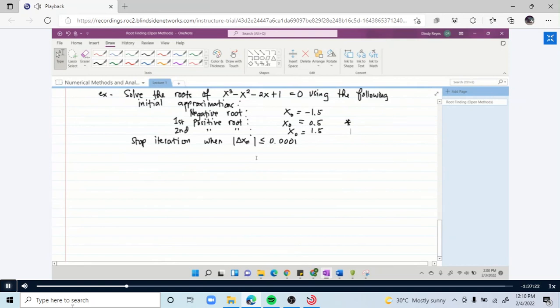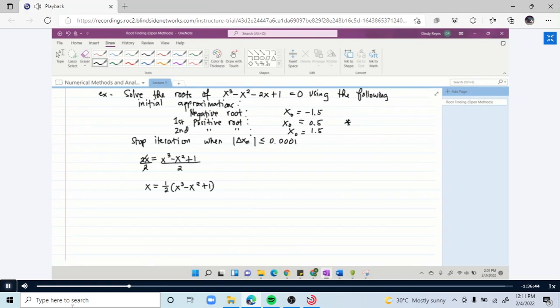So I'll transpose 2x to the right side of the equation, and then we'll have 2x equals. So magiging positive siya, no? This will remain on one side, on the other side, x cubed minus x squared plus 1. And then divide both sides by 2 to isolate x on the left side. So you have now x equals, unahin na natin si 1/2, 1/2 of x cubed minus x squared plus 1. Okay?